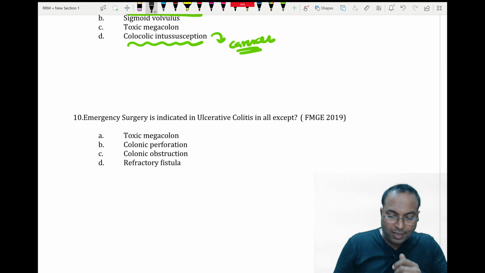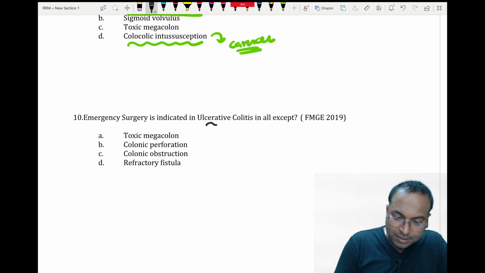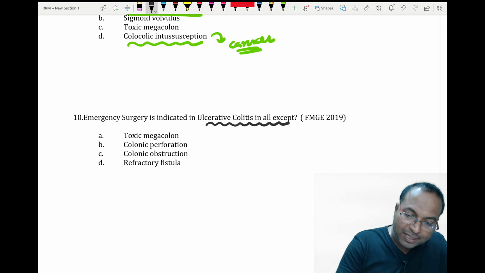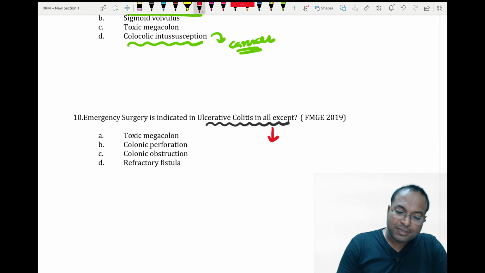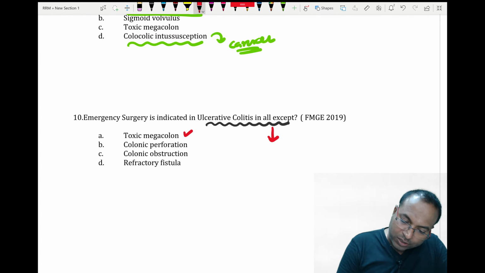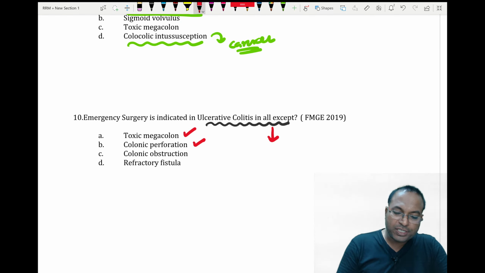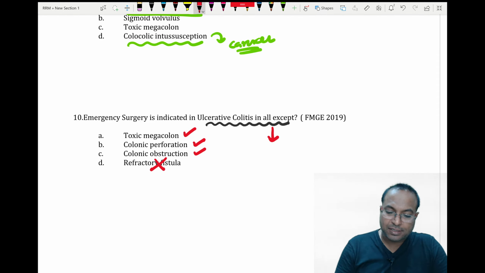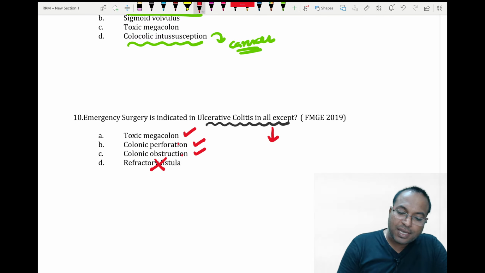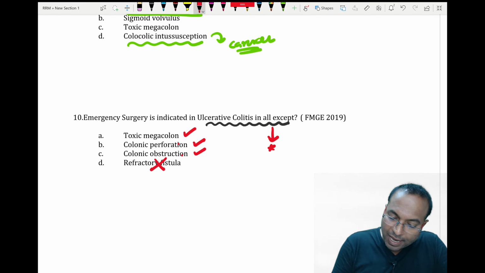So, a question on ulcerative colitis. Emergency surgery is indicated in ulcerative colitis in all except. In ulcerative colitis, emergency surgery is indicated for toxic megacolon, no doubt, perforation, obstruction, not for fistula. So when will you operate emergently? The answer is toxic megacolon, colonic perforation, colonic obstruction. In these cases, I will operate as an emergency.